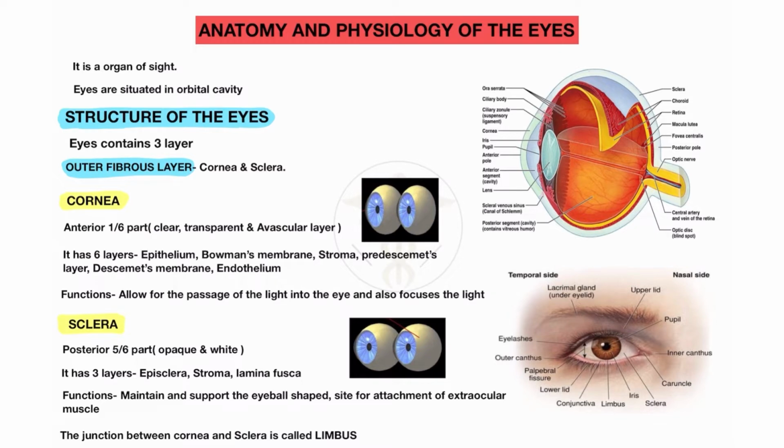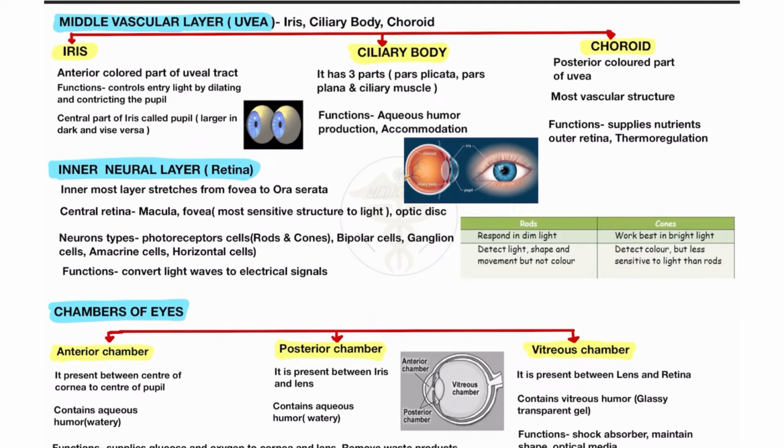Now I will discuss the middle part of the eye. The middle layer is called the middle vascular layer. It is a vascular layer, meaning blood supply occurs in it. The middle layer is called the vascular layer and also called uvea. Together these three are called uvea. It includes the iris, ciliary body and choroid.